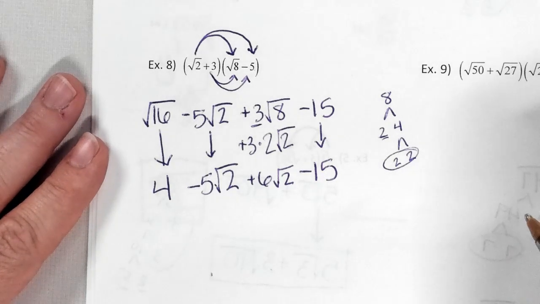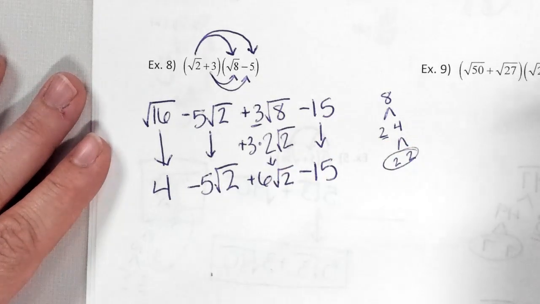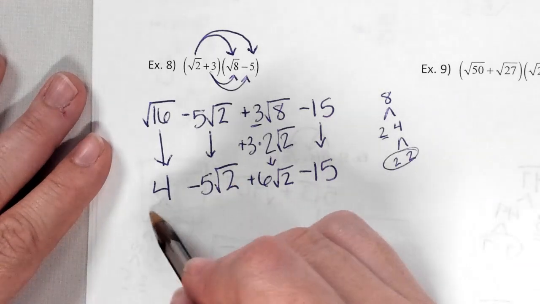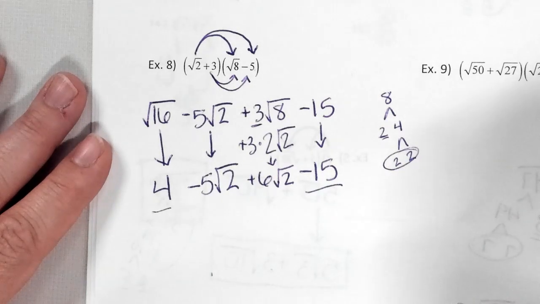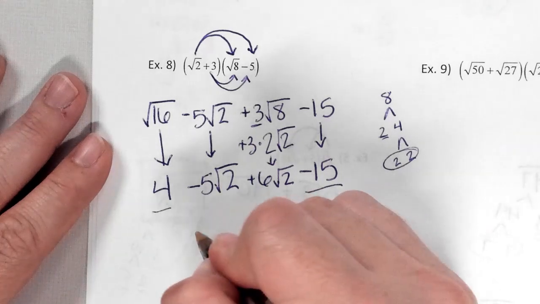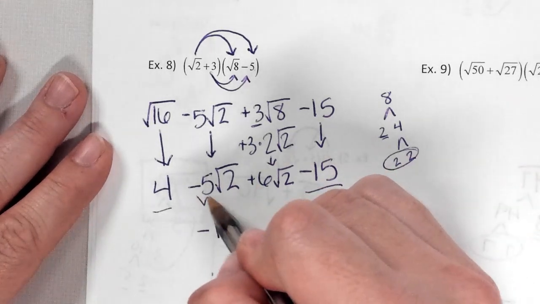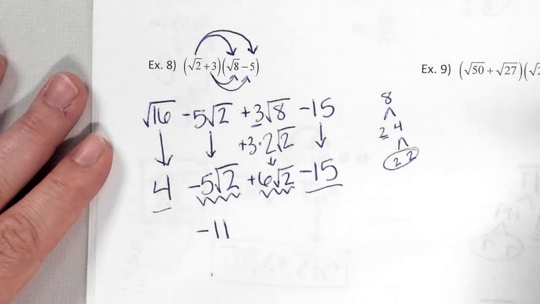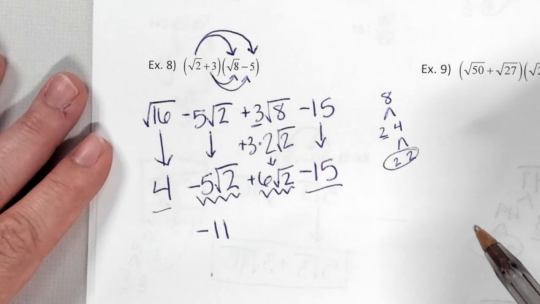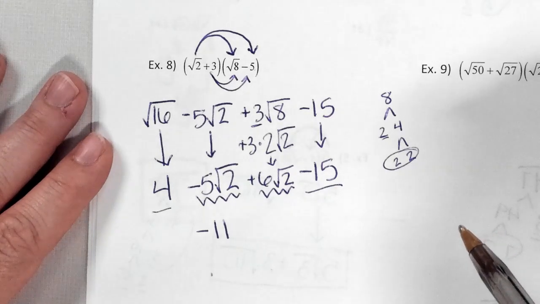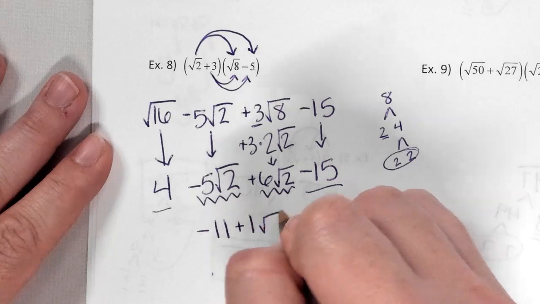Now that I have everything simplified, what combines? What are my like terms? 4 minus 15 are like terms. What does that give me? Negative 11. And then I have, both of these have a square root of 2, so these are also like terms. What's negative 5 plus 6? Positive 1 root 2.